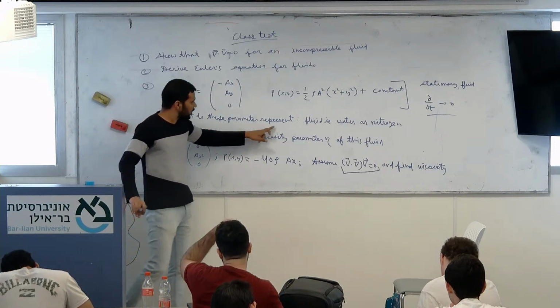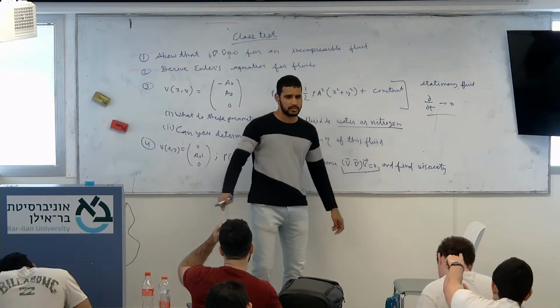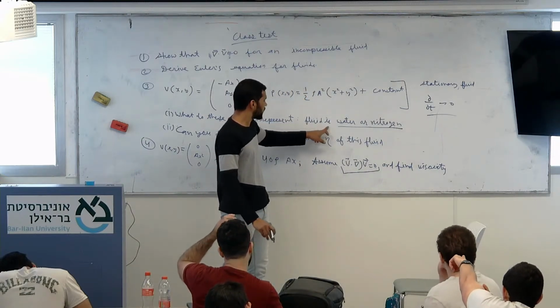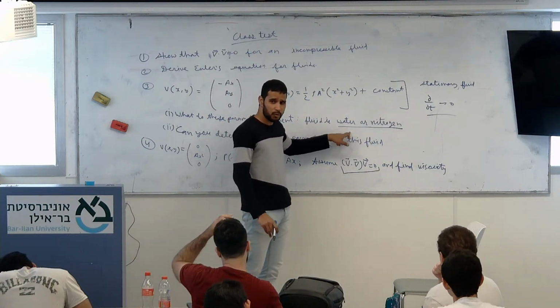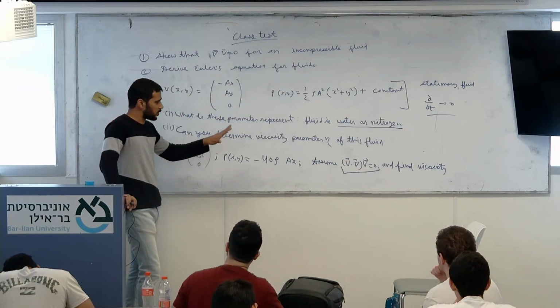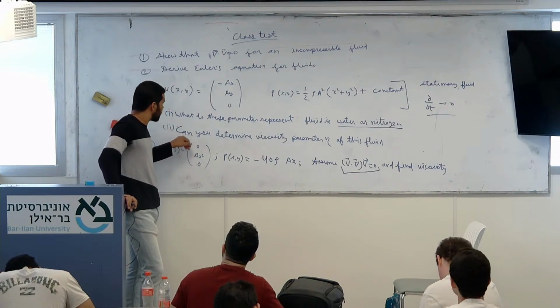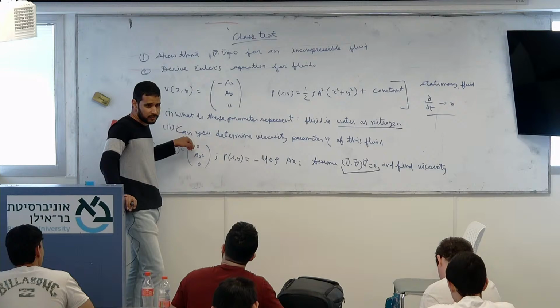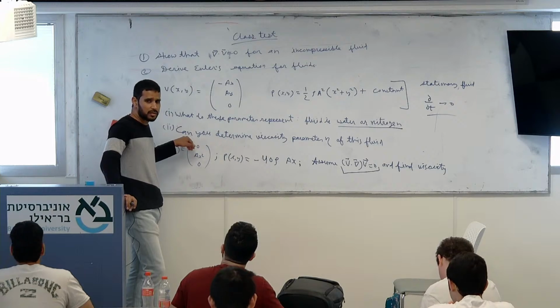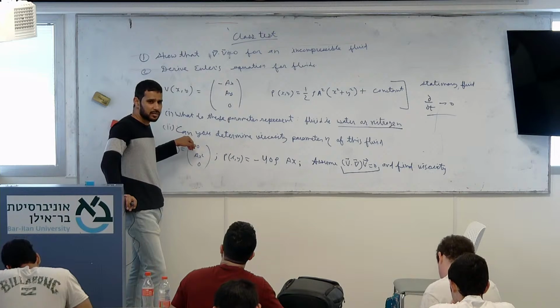What do these parameters represent? What is the fluid? It is either water or nitrogen. You have to find out. I guess you sense how you find it out. If you try to determine the viscosity of this fluid, given the Navier-Stokes equation we derived in the last lecture.